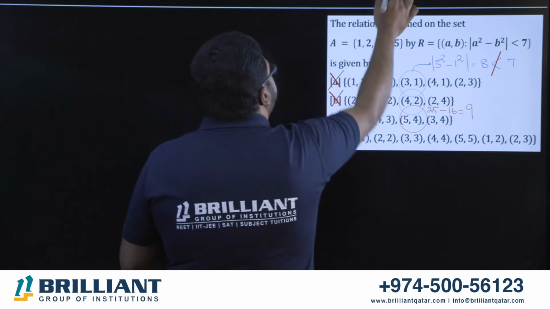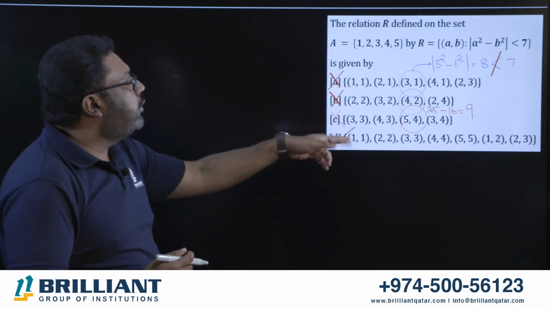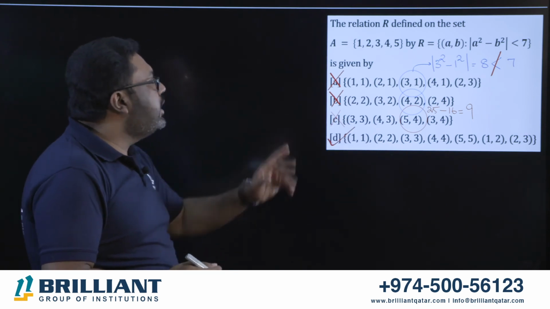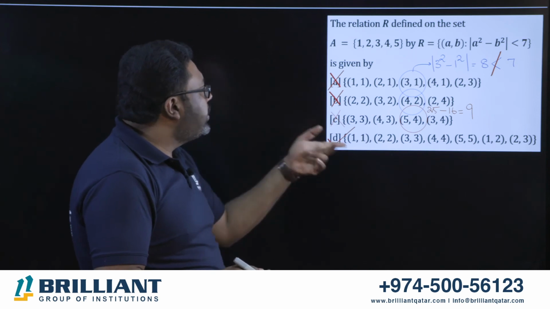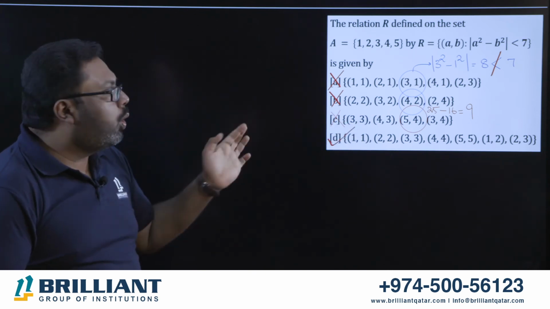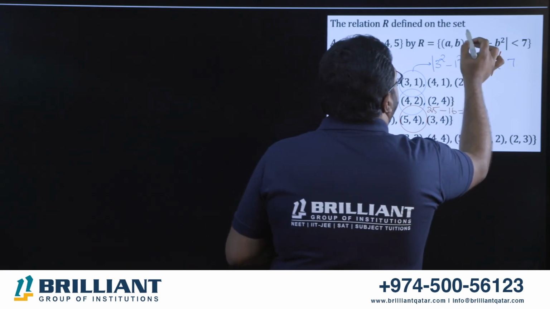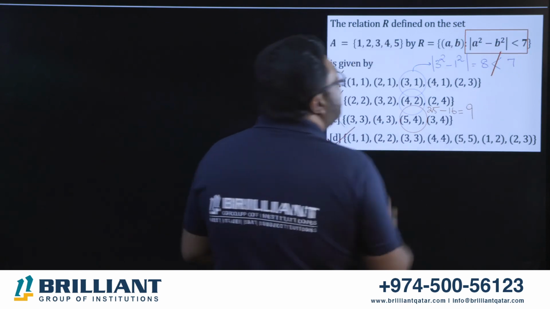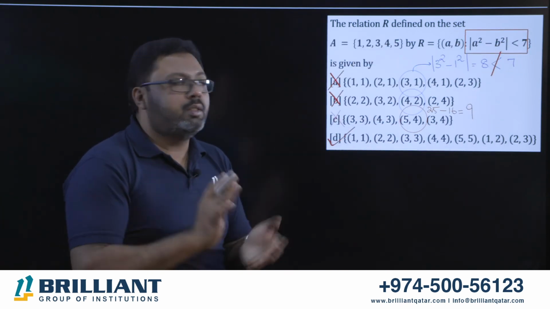And the only answer which satisfies all this condition is option D. (1, 1), (2, 2), (3, 3), (4, 4), (5, 5). All of them give 0, which is less than 7. (1, 2) is 1 minus 4, which is 3. (2, 3) is 4 minus 9, which is 5. All of them are satisfying the condition of modulus of a squared minus b squared less than 7. So my key condition is modulus of a squared minus b squared is less than 7. Keep that in mind. Your answer is going to be correct.